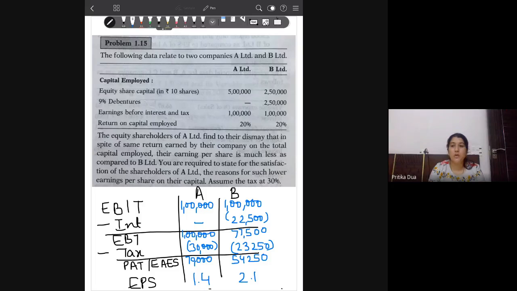Then again, it is upon the firm whether it is distributing all this as dividend or retaining the money for future investment opportunities. Okay, so the number of equity shares for firm A is 50,000 and for firm B is 25,000. So accordingly, EPS is rupees 1.4 per share for firm A and 2.17 per share for firm B.